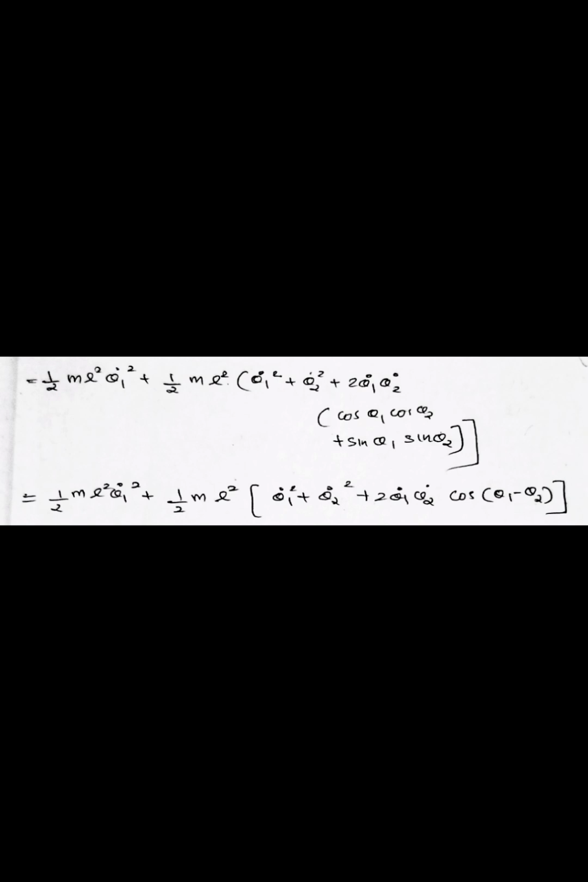So this can be written as half m L square theta 1 dot square plus half m L square into theta 1 dot square plus theta 2 dot square plus 2 theta 1 dot theta 2 dot cos of theta 1 minus theta 2. So this is equal to half m L square into 2 theta 1 dot square plus theta 2 dot square plus 2 theta 1 dot theta 2 dot cos of theta 1 minus theta 2. So this is the solution.